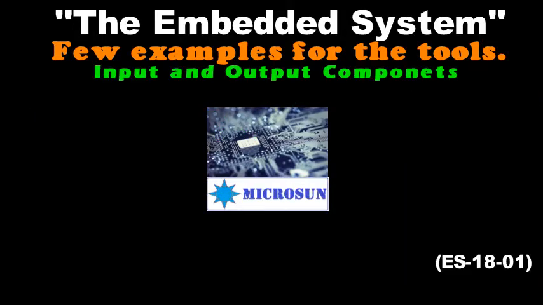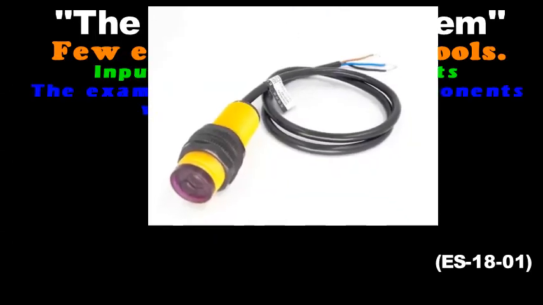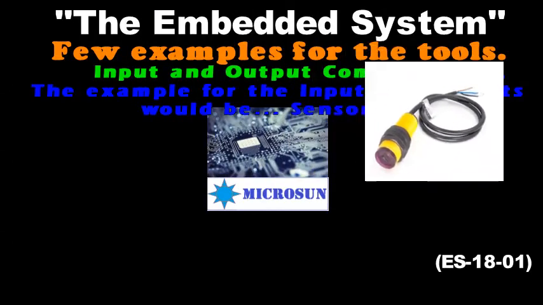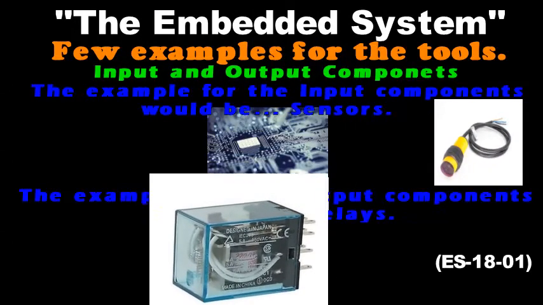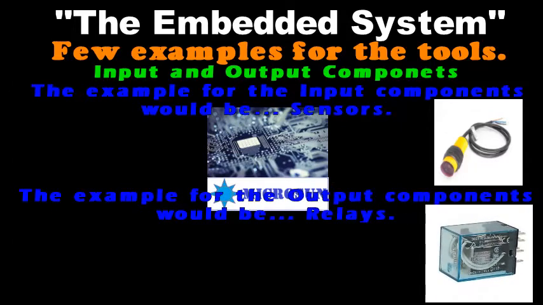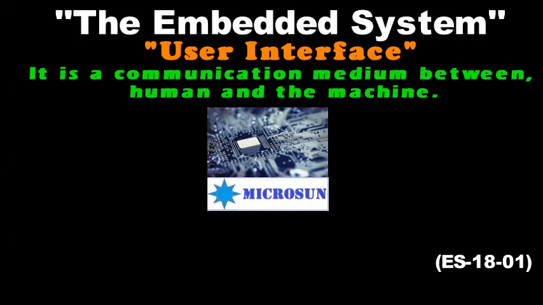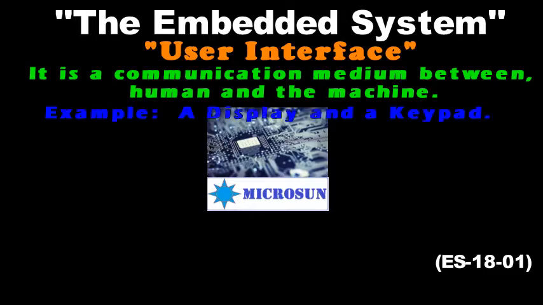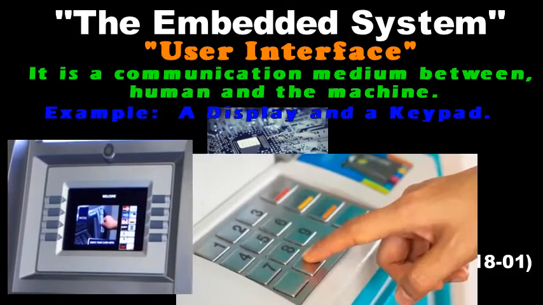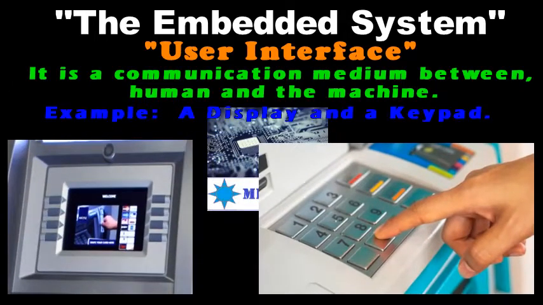Input and output components of embedded system. The example for the input components would be sensors. The example for the output component would be relays and drives. An embedded system user interface is a communication medium between human and the machine. The example for the user interface probably would be a display and a keypad.